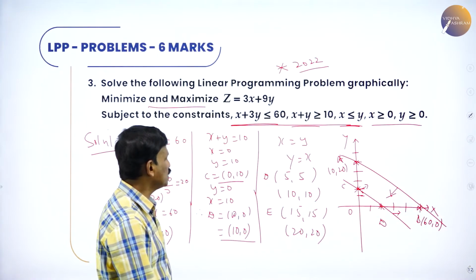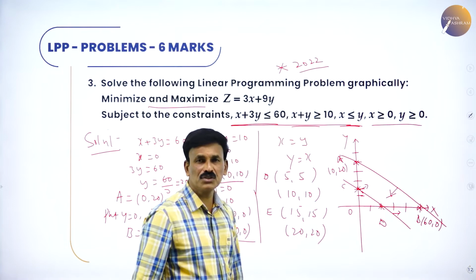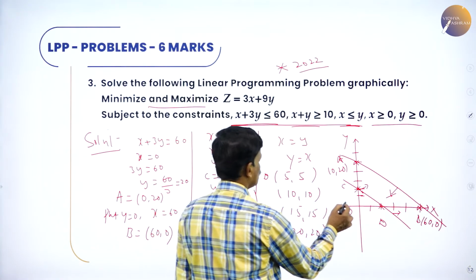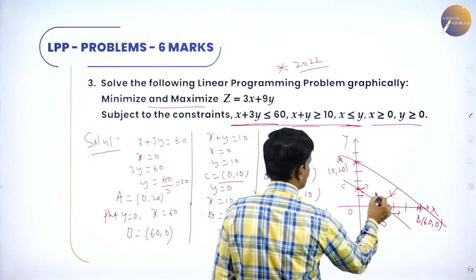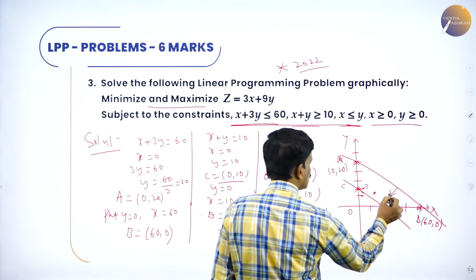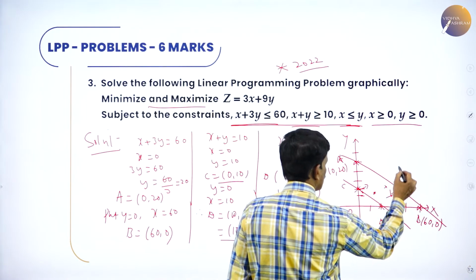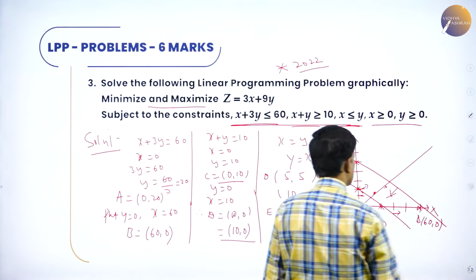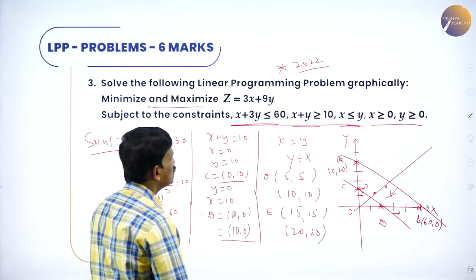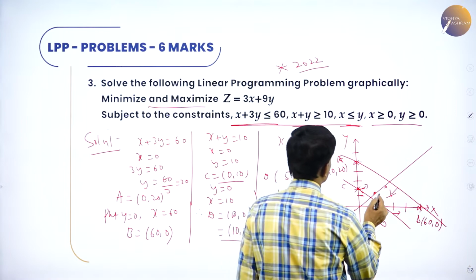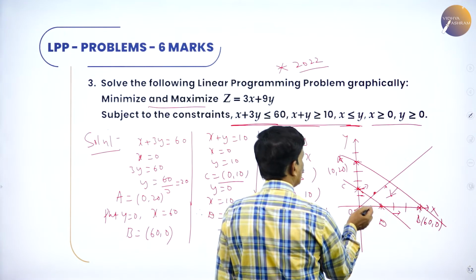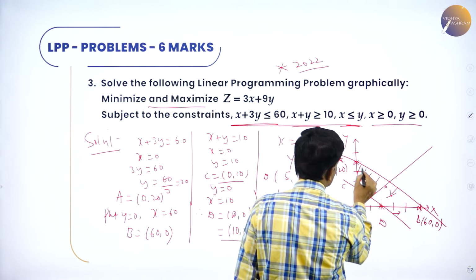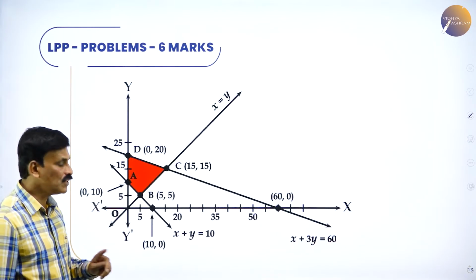Now the next equation is y is equal to x. You know, y is equal to x is nothing but a straight line which passes through the origin. When x is equal to 5, y is equal to 5, and when x is equal to 10, y is 10. When x is equal to 15, y is also 15. When x is equal to 20, y is also equal to 20. That means a straight line which passes through these. Now this is nothing but x is less than or equal to y. So therefore this is the feasible region. So the graph will be like this.